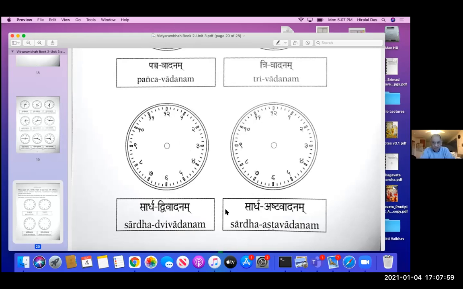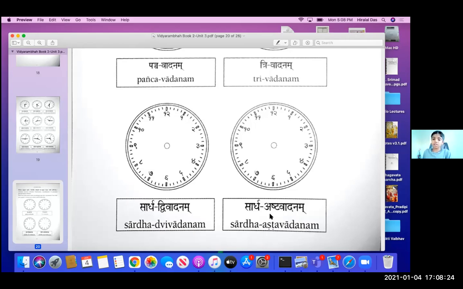Thank you. Okay, next person can tell me, Keshav, about Sardha Astavadanam. Is it 8:30? Yes. Asta is 8. You should know Asta, right? We learned that.